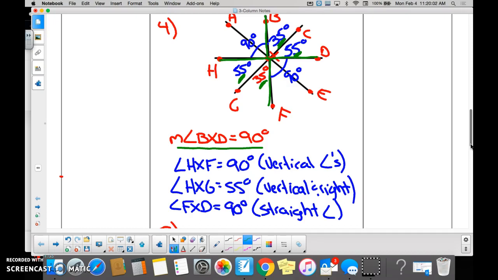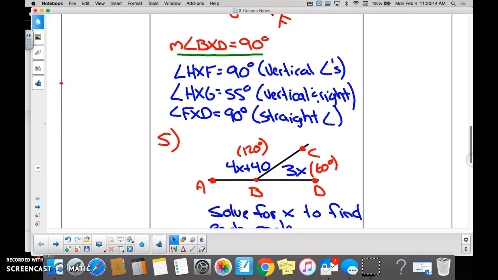Okay, cool. And then we know that a straight line is how many degrees? 180. And if these two angles together are 90, what's this one have to be? 90. And so on and so forth, right? Excellent. And then the last one, number 5.